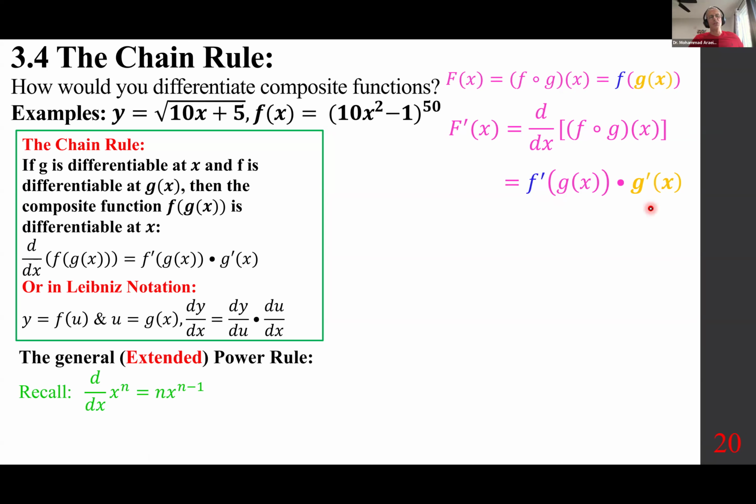Now, to explain the general or extended power rule, recall that for the basic power rule, the derivative of x to the power of n is n x to the power of n minus 1. So if we want the derivative of g of x to the power of n, we need n times g of x to the power of n minus 1. And as I mentioned last time, over here, the derivative of x is 1, and if we don't write it, it makes no difference. But here, the derivative of g of x is not 1, and it does make a difference. We must mention it, and that's the idea, everybody.